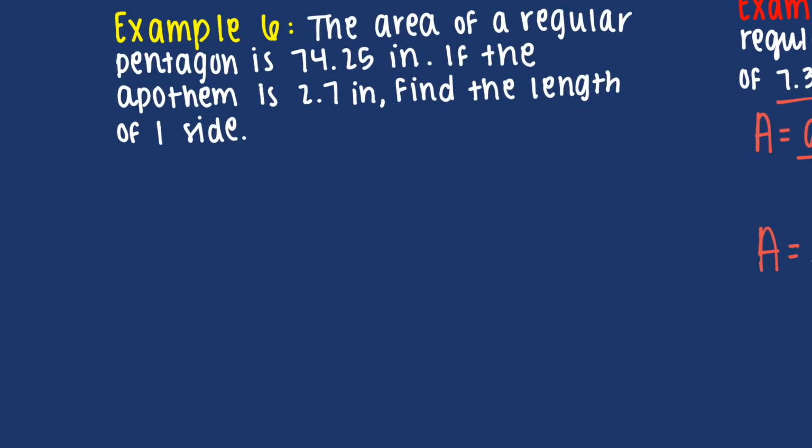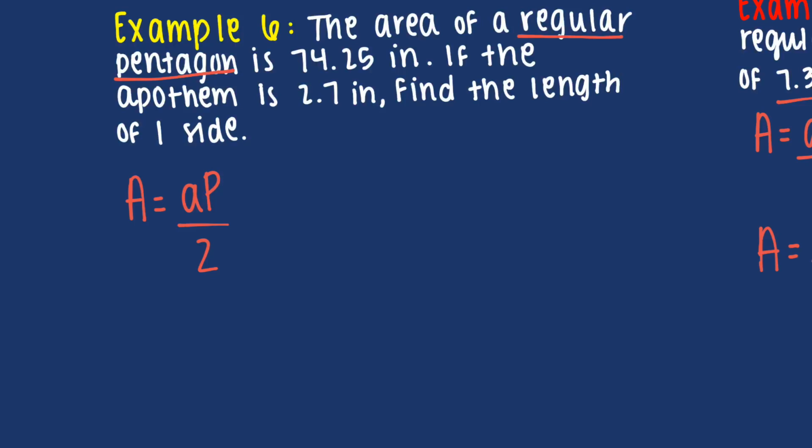So you always want to figure out which formula you're using. It says a regular pentagon, so I'm using my regular polygon formula. A equals apothem times perimeter divided by 2. I know I keep saying this over and over again, and then I keep telling you the formula, but it's really important that you know this. I keep saying it, so obviously you need to know it.